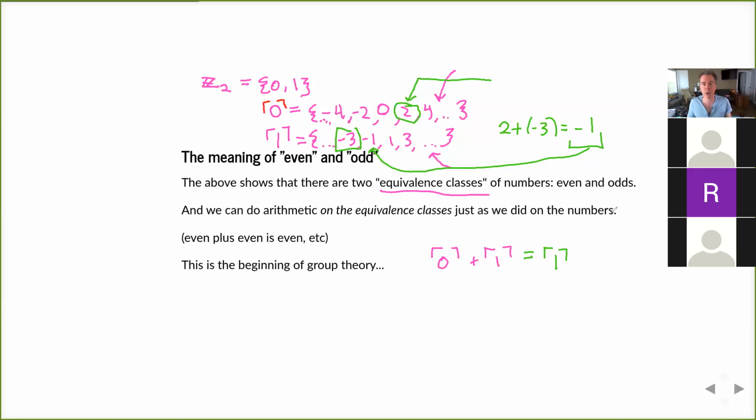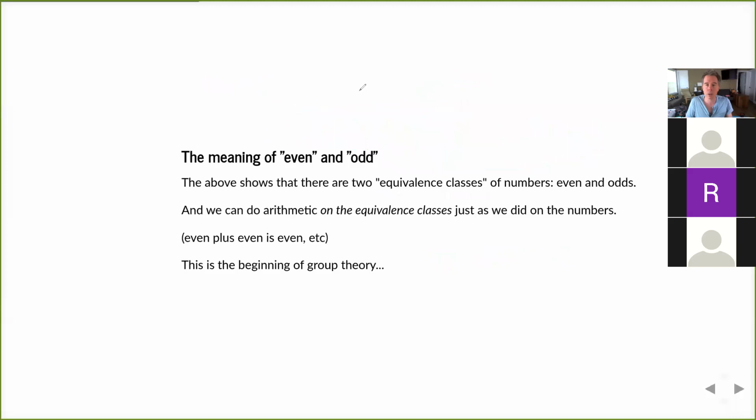If you like pure math and infinite sets and things like this, this is candy. But if you find it confusing, then you can completely ignore it and just understand us to always be talking about Z2 equals {0, 1}.